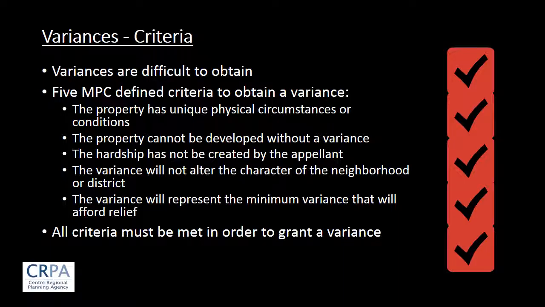The MPC defines 5 criteria that are required to receive a variance. These criteria are not unique to Pennsylvania, as most statewide enabling legislation will provide some criteria for zoning variances. The criteria are as follows. The property has unique physical circumstances or conditions. The property cannot be developed without a variance. The hardship has not been created by the appellant. The variance will not alter the character of the neighborhood or district, and the variance will represent the minimum variance that would afford relief. The key is that all of these criteria must be met in order to have a variance granted. So if an applicant only meets 4 of the 5 criteria, a variance should not be granted.